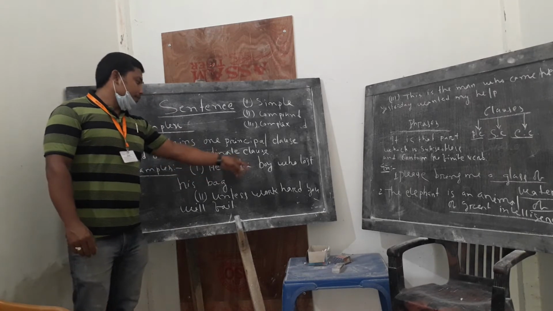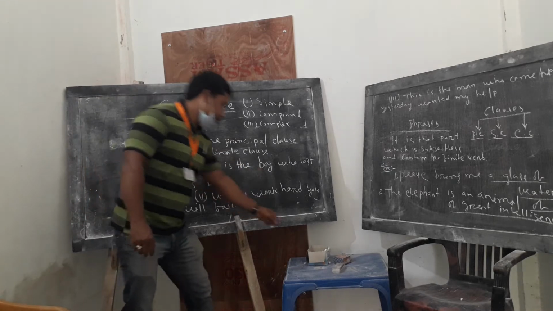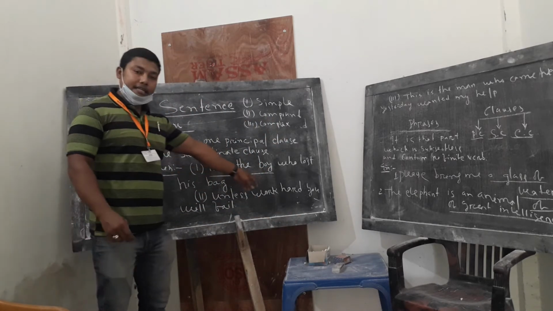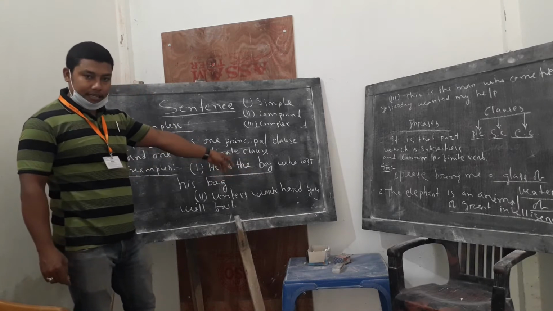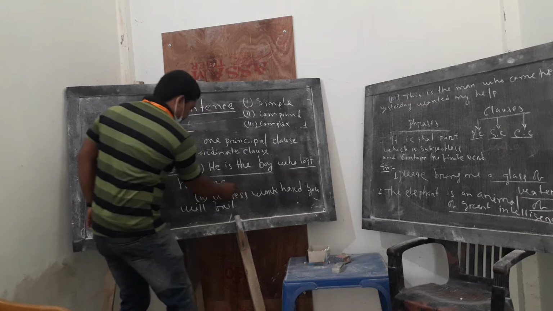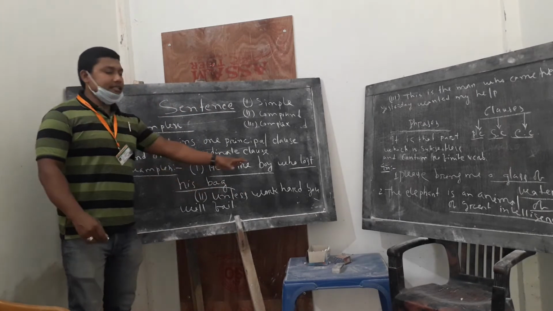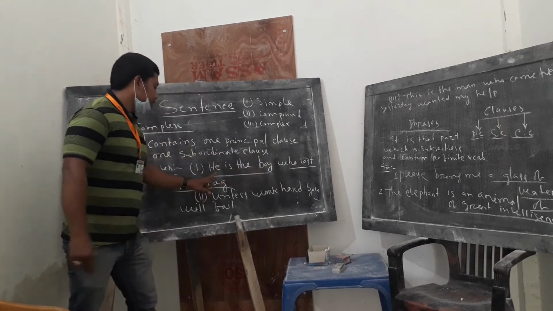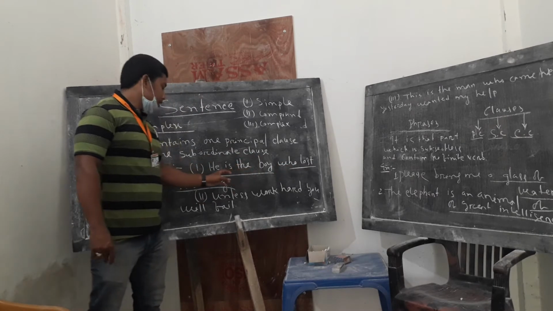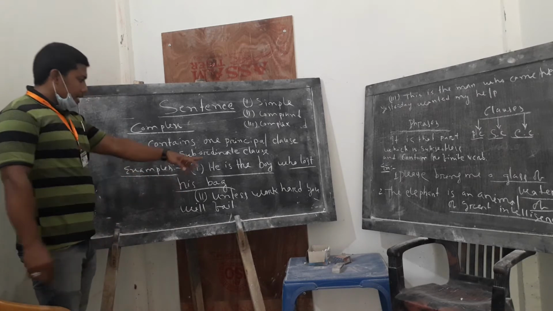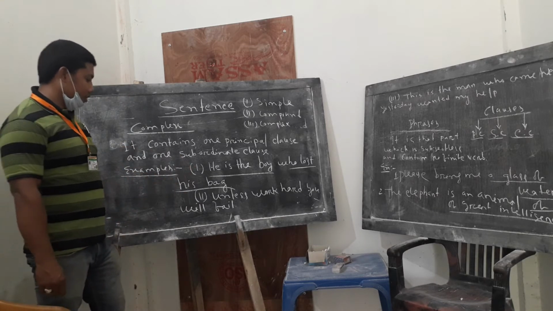He is the boy. This part is independent. So this part is an example of a principal clause. On the other hand, who lost his bag? This part is a subordinate clause because to indicate this part's meaning, it has to depend on the other part. He is the boy.